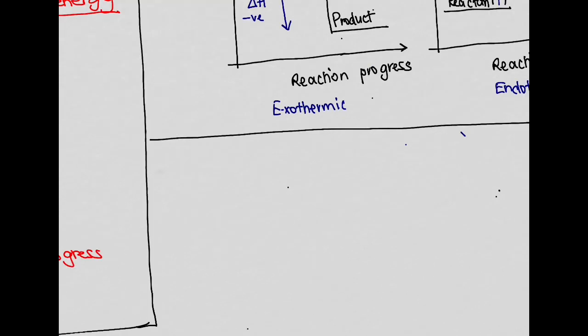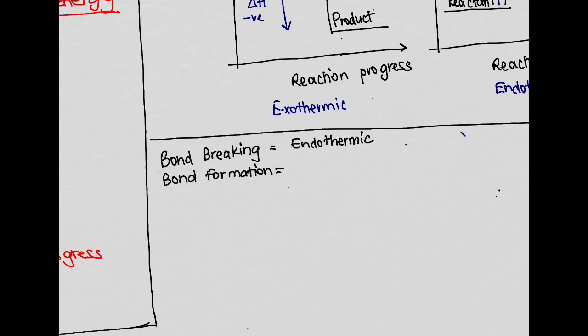Now let's look at bond breaking and bond formation. Any bond breaking reaction is endothermic, and any bond formation reaction is exothermic. And in order to find delta H of a reaction, delta H of a reaction is the energy absorbed during bond breaking minus the energy released during bond formation.